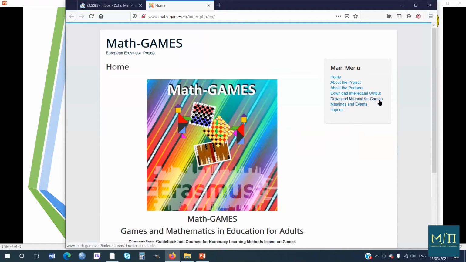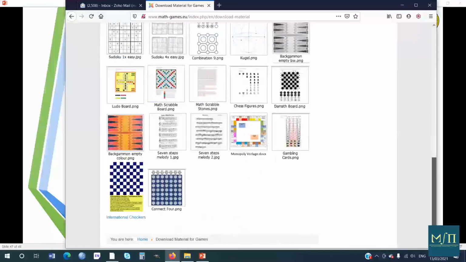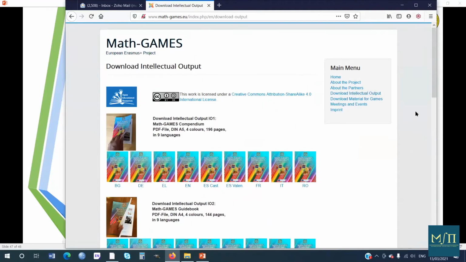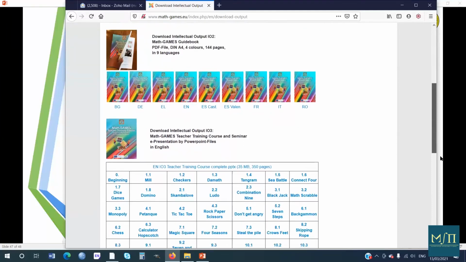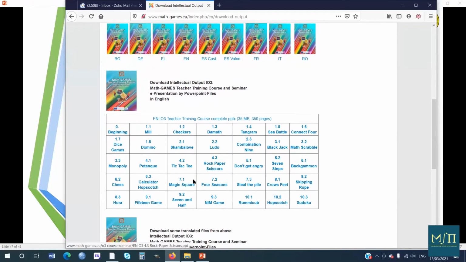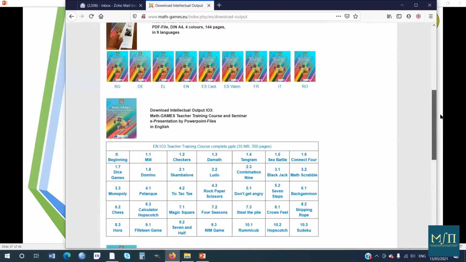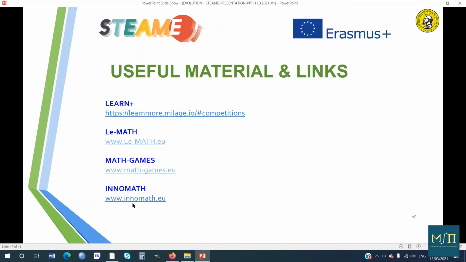You can download materials for games here. The materials for games are the different chess boards and whatever you need to play the games on a table. And of course, you can download the outputs, which are books in many different languages, including English, French, and German. There are also PowerPoints ready to be used to explain the games to students, or to learn yourself from the PowerPoints and be able to play the game. So there is a lot of material. It's open and free. Okay, so these are all projects, and this is a running project, Inomath.